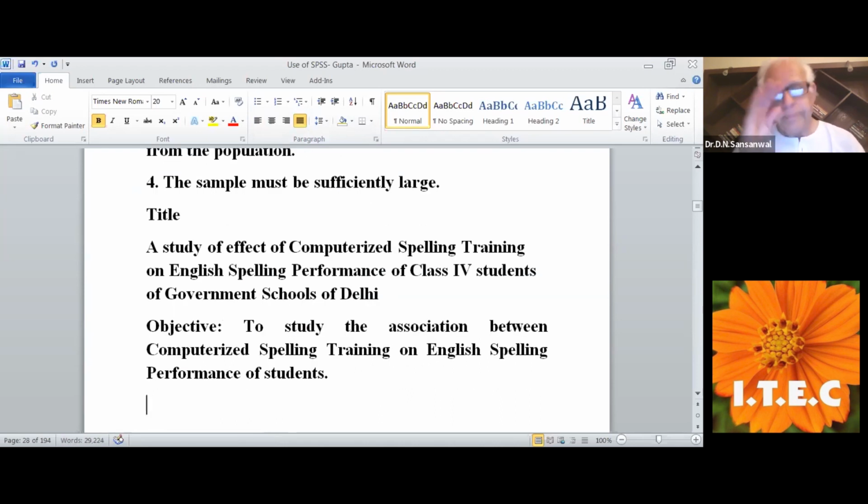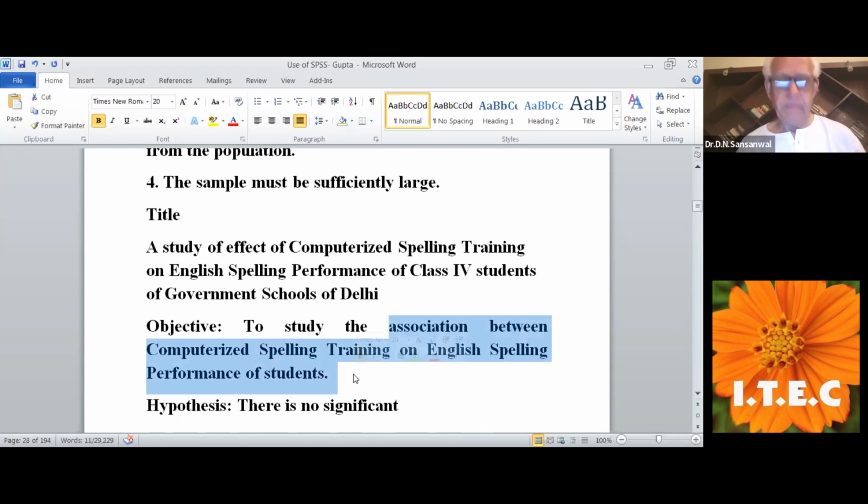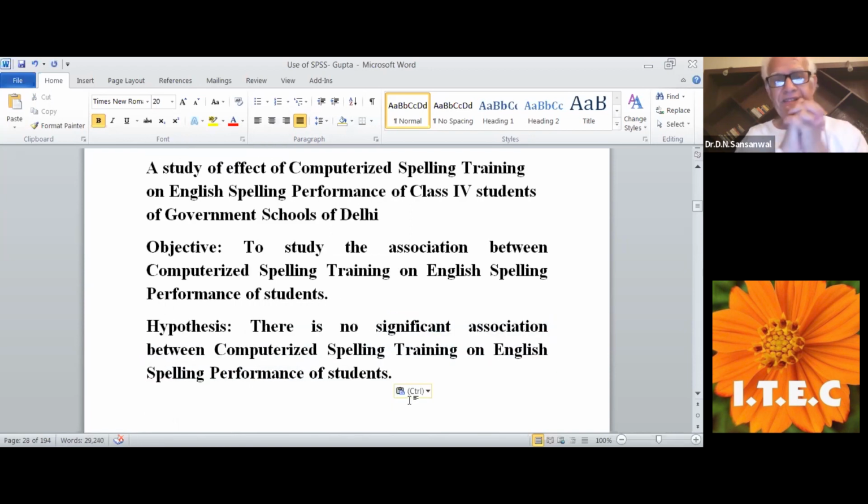The hypothesis is that there is no significant association between them. Okay, so let us now have our data.